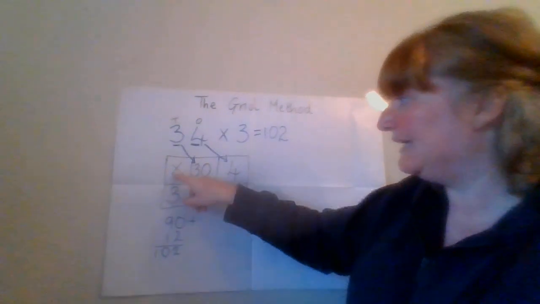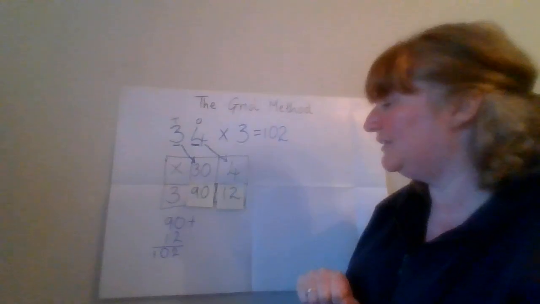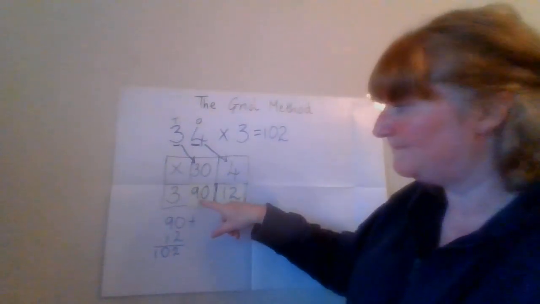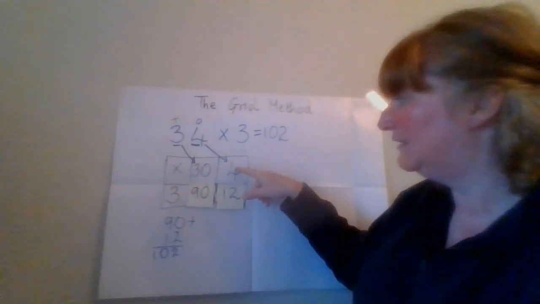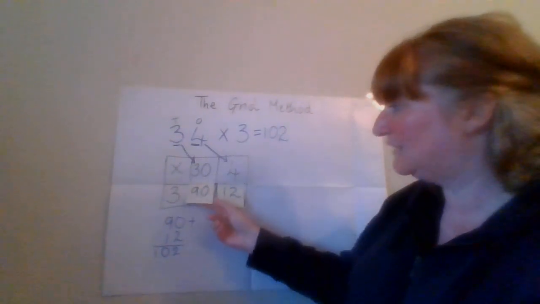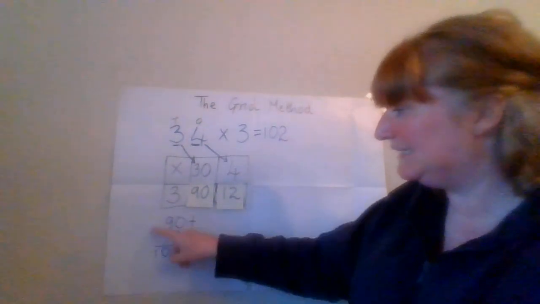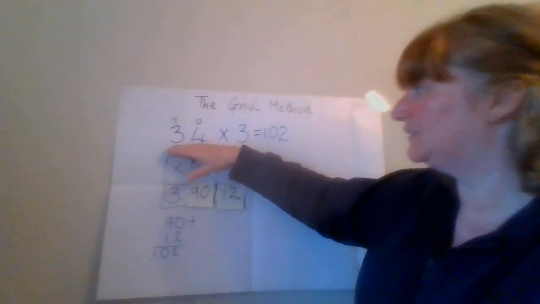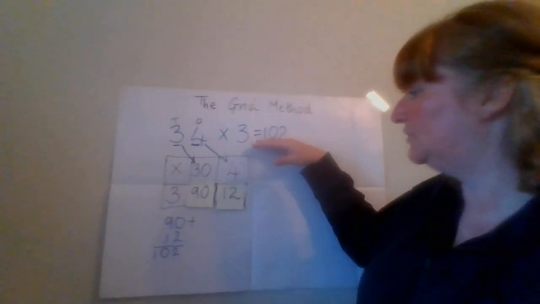So we do 3 times 30, that's 30, add 30, add 30, which is 90. And then we do 3 times 4, which is 12. We have our 2 answers, so we add them together. 90 add 12, which is 102 in total. So our answer to the sum 34 multiplied by 3 is 102.